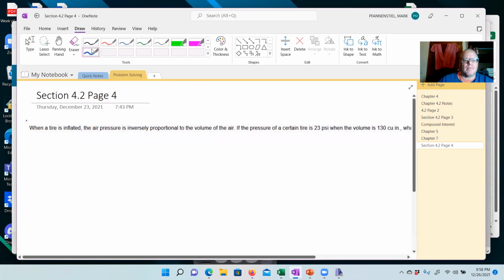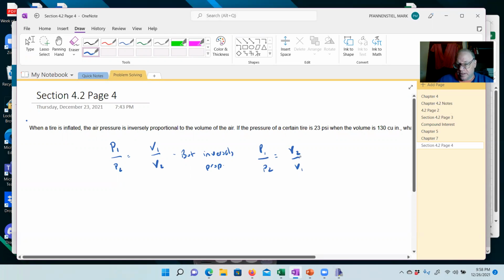So this problem. Well, in the previous ones, remember we did P1, P2, and if it was just proportional, we'd have a V1 and a V2, but they're inversely proportional. So it's P1 over P2 is equal to V2 over V1. See, it's upside down. That's what inversely proportional means. But there's our setup that we would like.